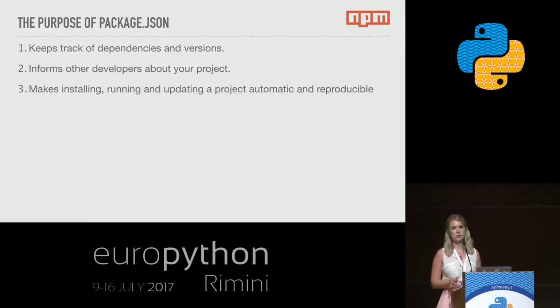The package.json is really useful for multiple reasons. It's just a file. You can look at it, and it tells you who is responsible for the project, what version the project is, how to contact the developers, what keywords are relevant to this project, and it also means that any other developers can very easily install and run your project, and it should be completely reproducible.